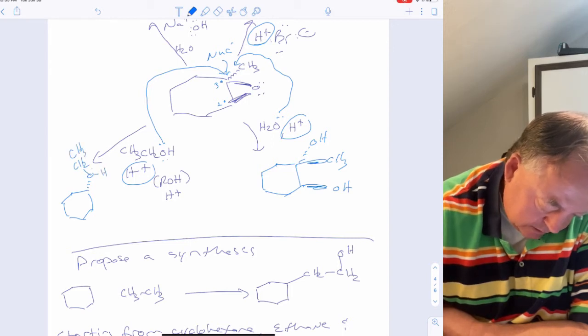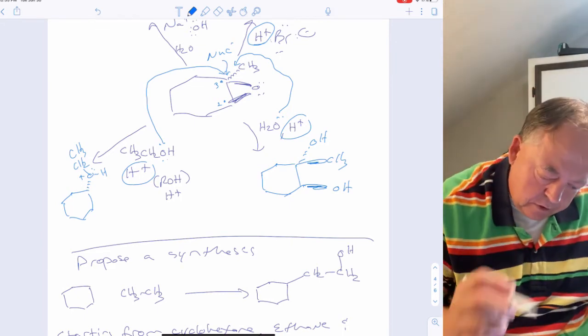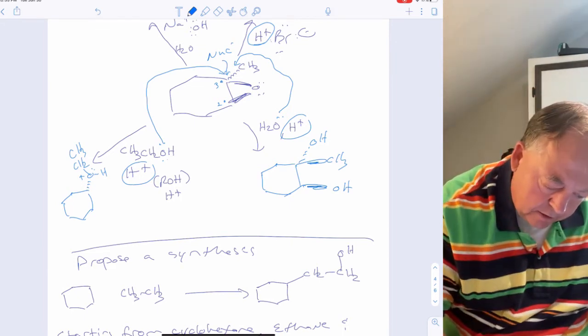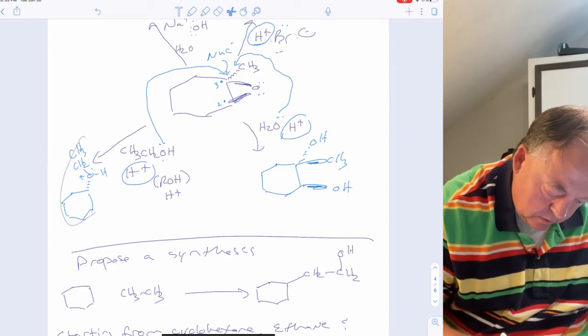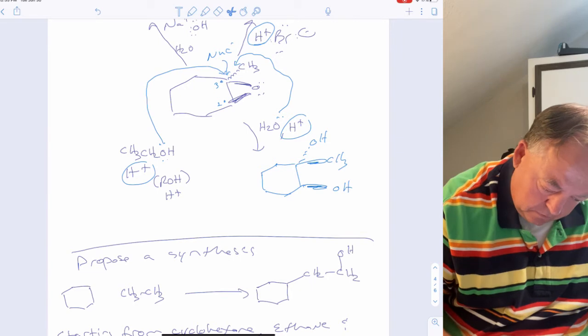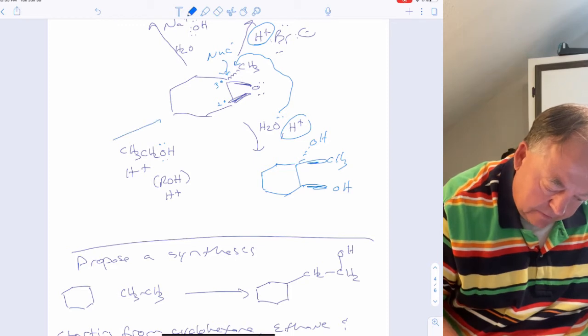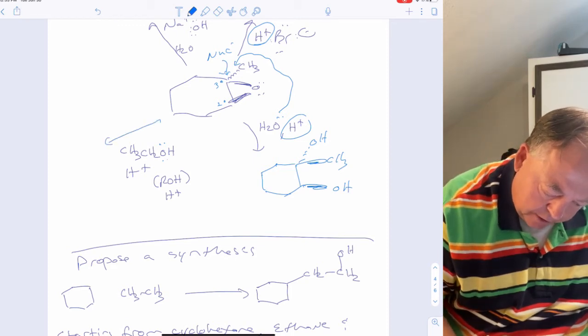So we'll just sketch this mechanism in its entirety. Well, if we were doing the mechanism, let's just do the mechanism here. So if we were sketching the mechanism here, the first thing you would do is protonate the epoxide.